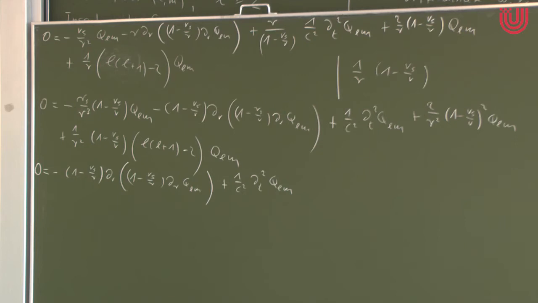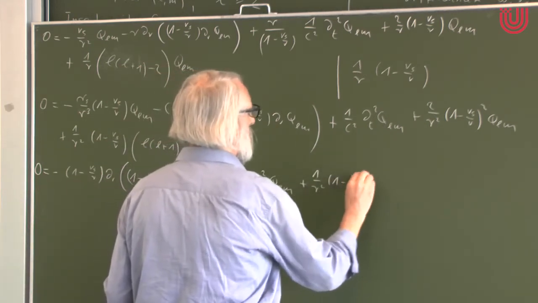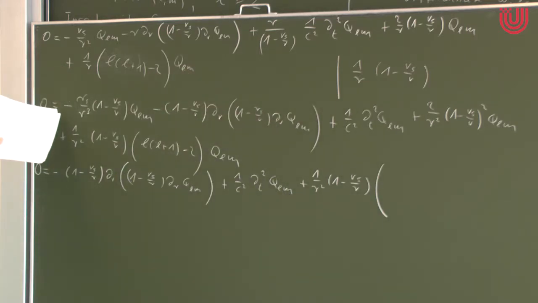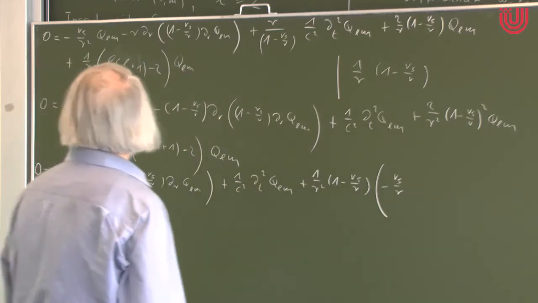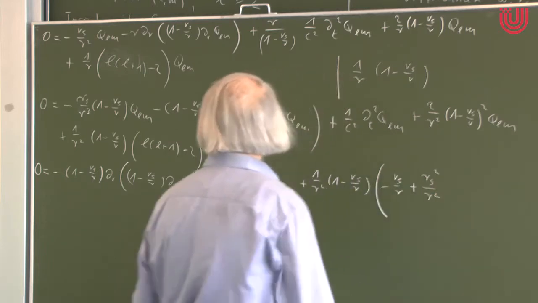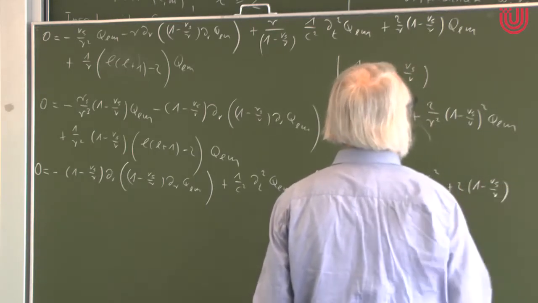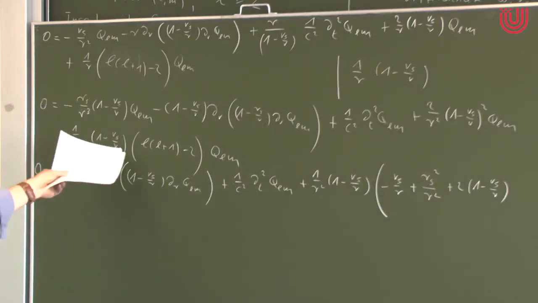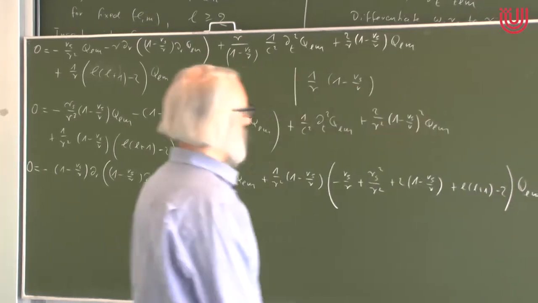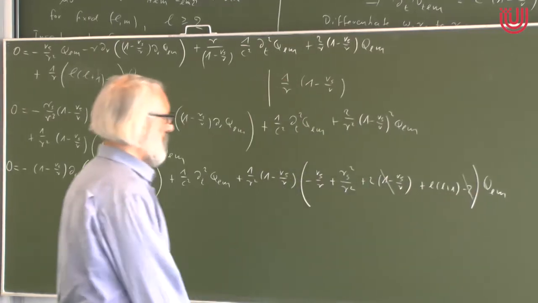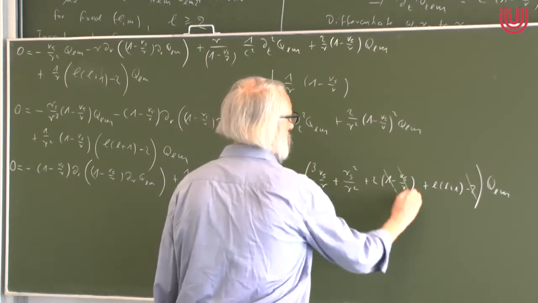Can I take something else out of the bracket? I think I can take a 1 over R squared, (1 minus RS over R) out of the bracket. So then I get what? I get minus rs over r plus rs squared over r squared. This was this here. And this here plus 2 times (1 minus rs over r). And here I have plus L(L plus 1) minus 2 QLM. Okay, you see plus 2 minus 2. And this gives minus 2 rs over r minus 1. So I get this minus 3. Okay?